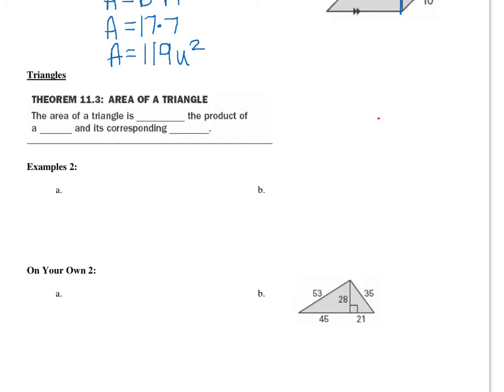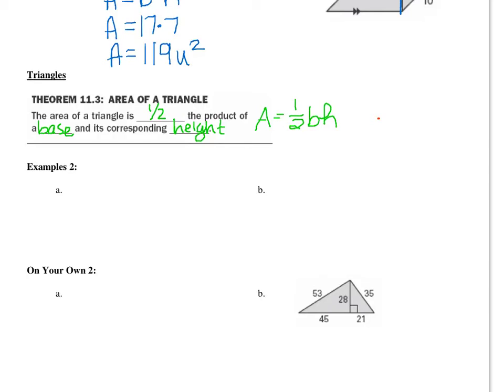It says Theorem 11.3, area of a triangle. The area of a triangle is 1/2 the product of a base and its corresponding height. So for a triangle, area equals 1/2 the base times the height, and again, your height has to be at a right angle from your base.